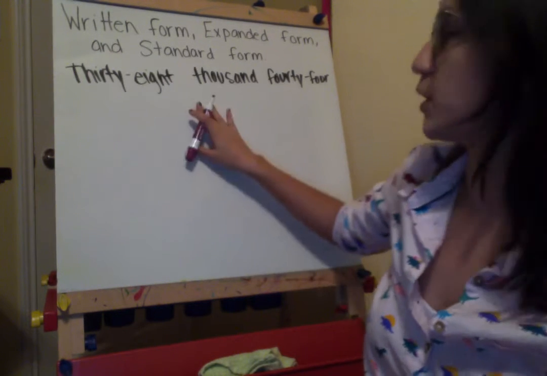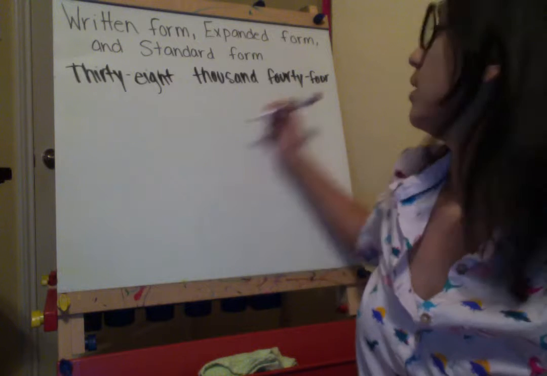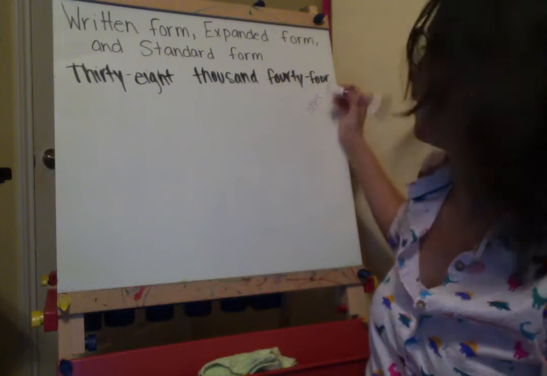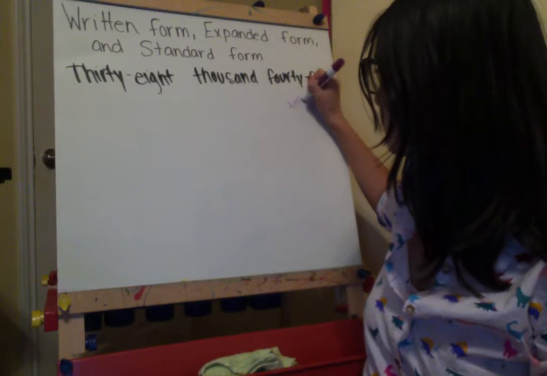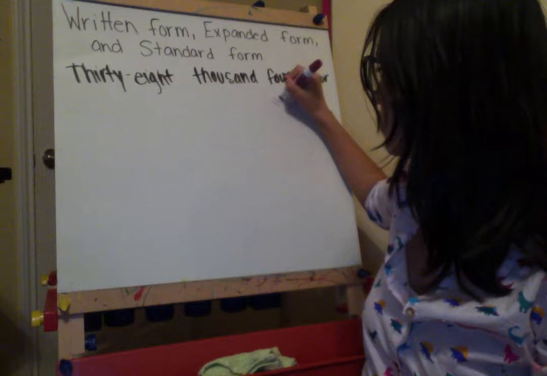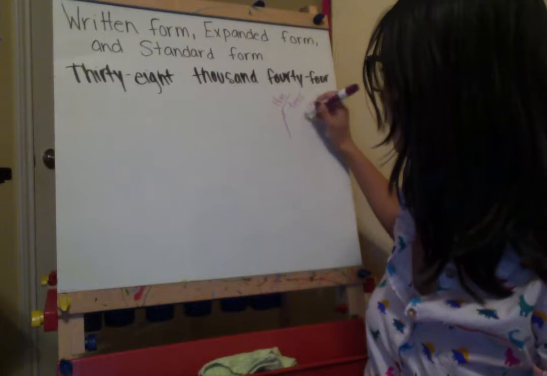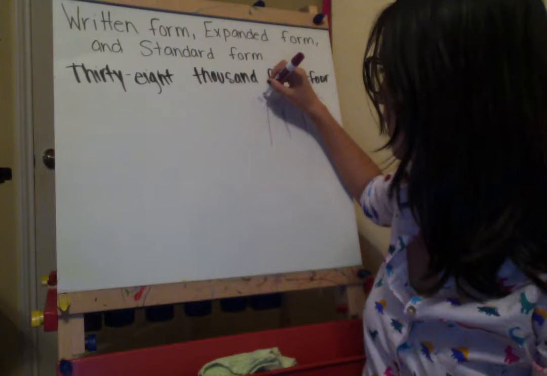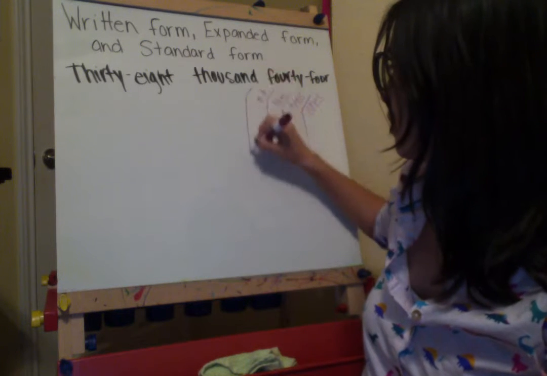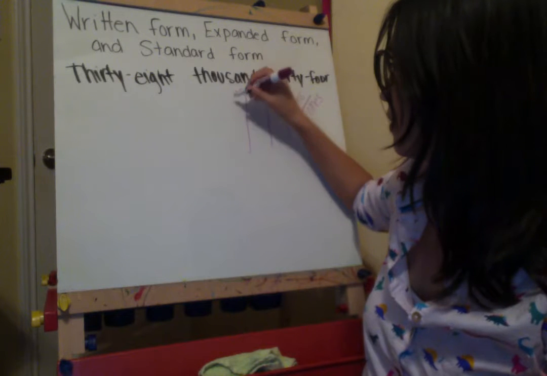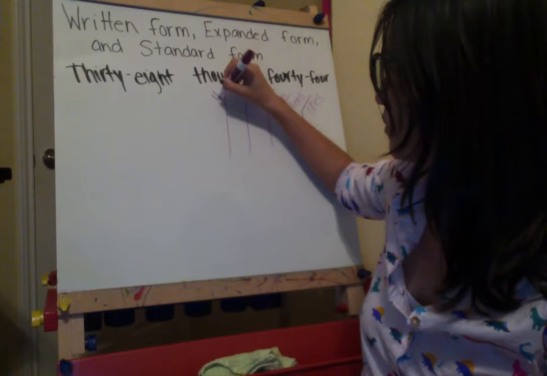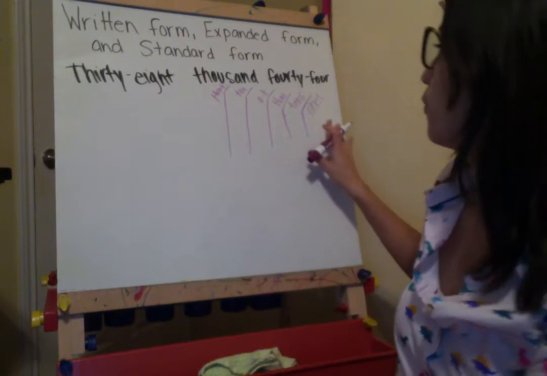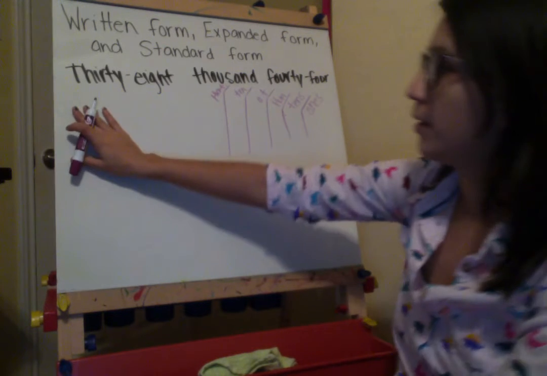So first things first, let's label our places. The first place is going to be our ones, and then we're going to have our tens, our hundreds, and I should probably put that there, hundreds, and then we go into the 1,000s, our 10,000s, and our 100,000s.